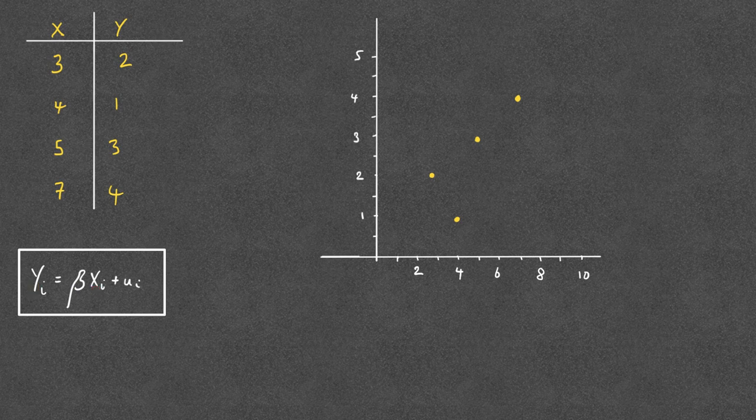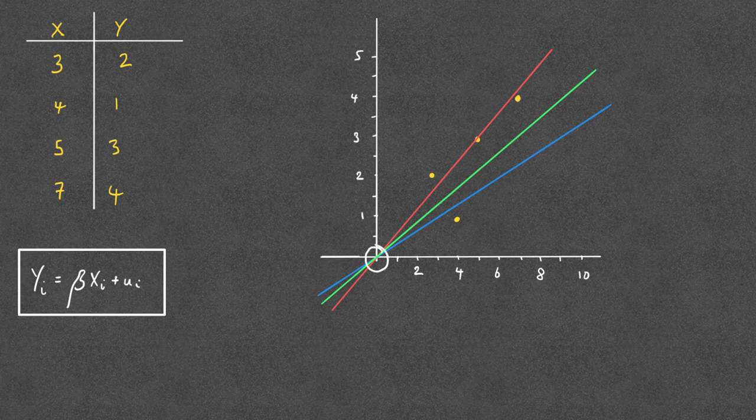Now we're going to try and estimate this relationship by effectively drawing a line of best fit through our data, which might look like this, or it might look like this, or it might look like this, for instance. Now the only thing that's constant in all of these lines is that we've constrained our relationship such that the line passes through the origin.